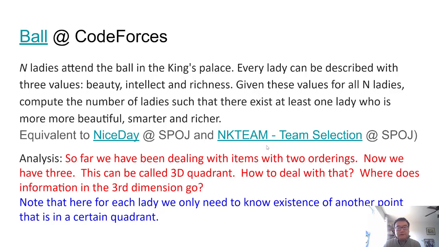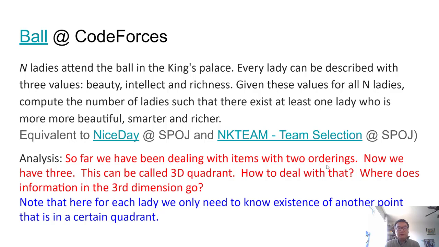So the question is harder or different from the previous example problem, in that now we have 3 properties. We talked about the 2D quadrant. Basically every point has 2 values, and we know how to deal with that, because we turn one dimension into the indices of the segment tree, and the other we sort. Now we have 3.